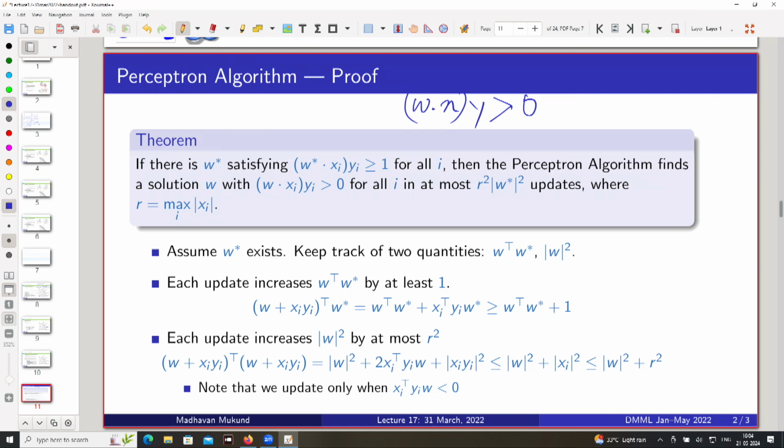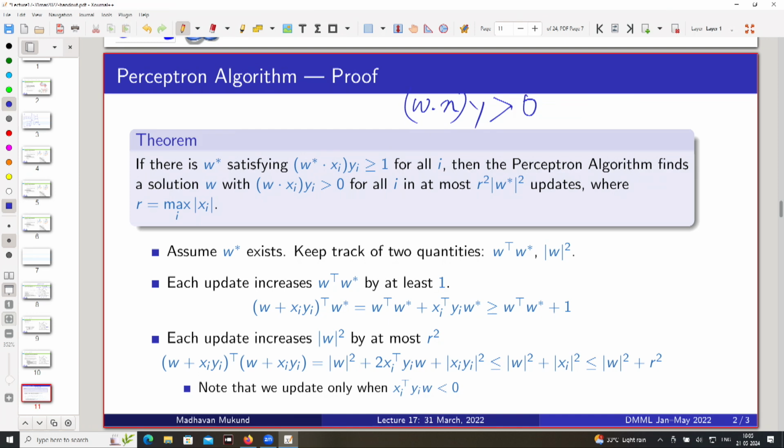So this takes care of both positive and negative samples. Why does it take care of positive and negative samples? Well, for positive samples, y is +1, so w dot x is also a positive number. Positive times positive is positive. And if xy is a negative pair, then y is -1, and w dot x is a negative number. So negative times negative is a positive number. In both cases, w satisfies this equation.